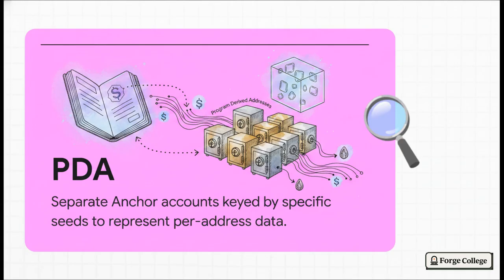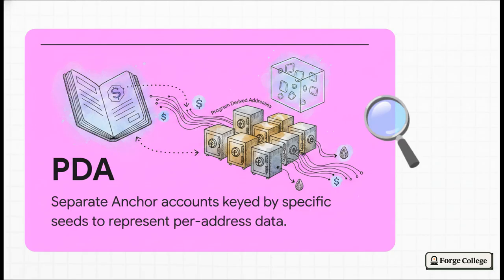These individual safety deposit boxes are managed using PDAs, which perfectly mirror the sparse storage semantics you're used to with a Solidity mapping. PDAs are absolutely brilliant because they let the program sign for these accounts using a predictable seed, like, say, the user's wallet address. That means we can securely represent per-address data without needing a separate private key for every single box.